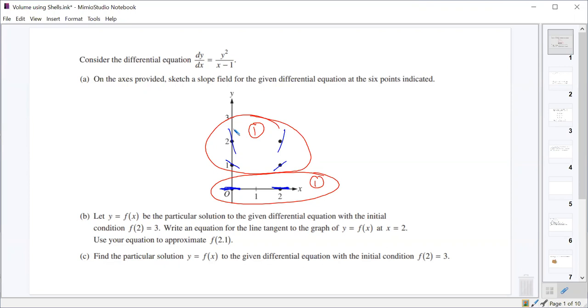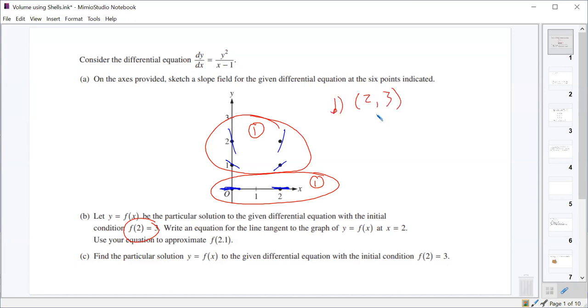Part B. Ready for part B? Okay. Part B says we've got y equals f of x is the particular solution to the differential equation, given this initial condition that f of 2 is 3. We want to write the tangent line to f of x. So if we're going to write the tangent line, we need a point and we need a slope. Well, the point is given to us, right? The point is (2, 3).